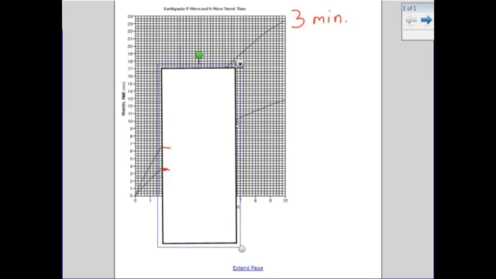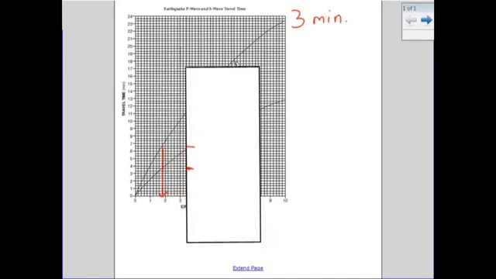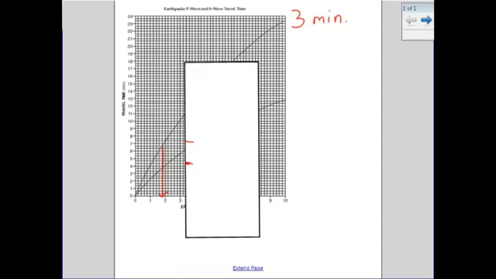This is also where you'll see that making these lines that I indicated in red, it's very important to make them very neat and exact, okay? Then we basically just follow this right down to where it intersects down here at the distance to the epicenter. So now I can move my paper away, and we see it's right here.